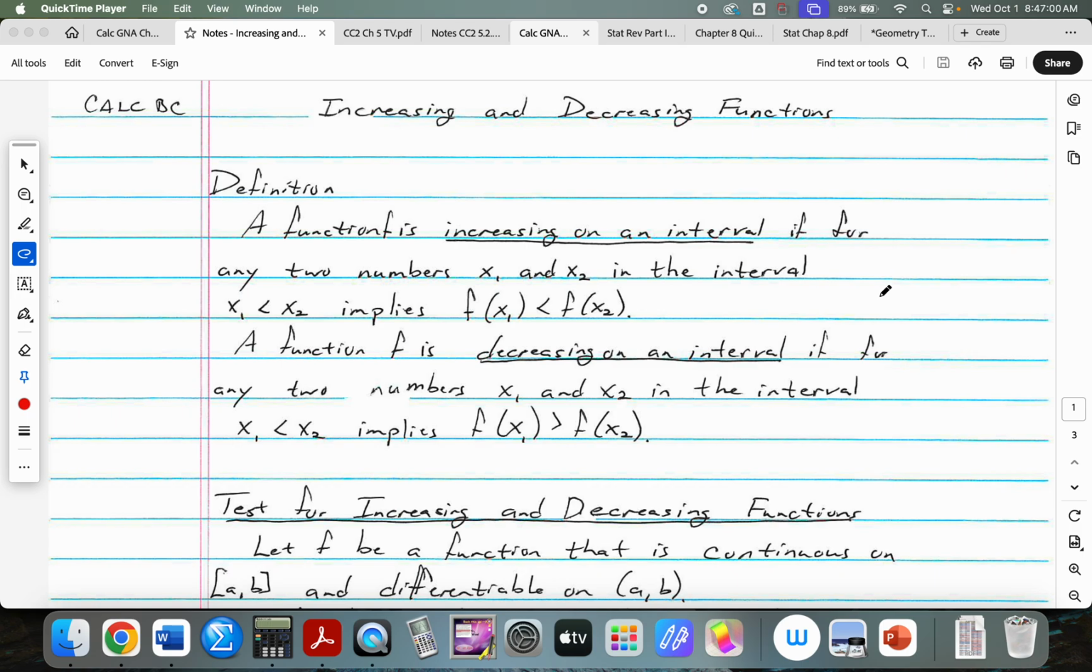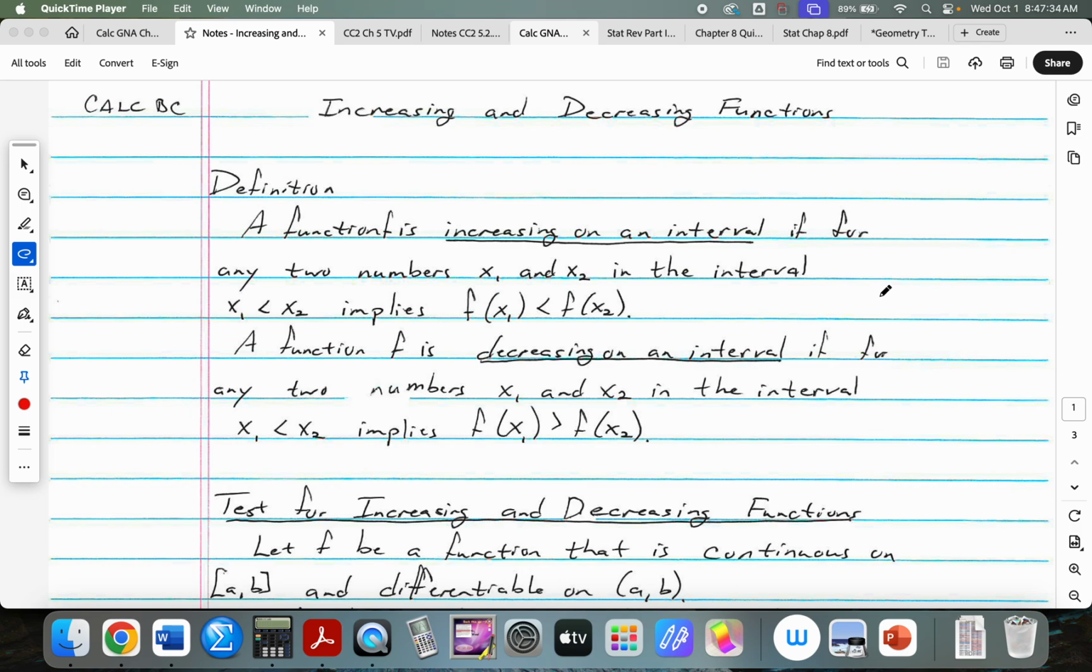But increasing and decreasing has nothing to do with calculus in itself. A function is increasing on an interval if for any two numbers, x1 and x2 in the interval, if x2 is bigger than x1, then f of x2 is bigger than f of x1. So as you move to the right, if the graph has moved up, the function was increasing on that interval. And then the opposite for decreasing.